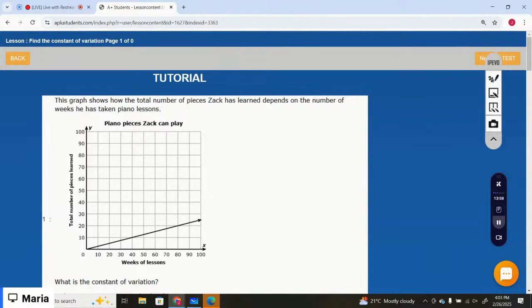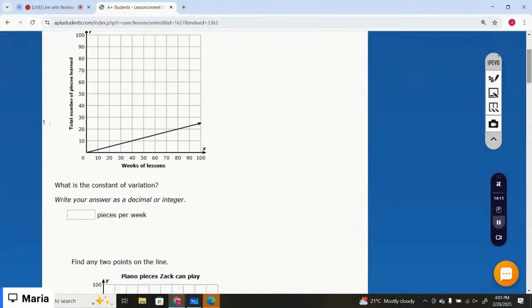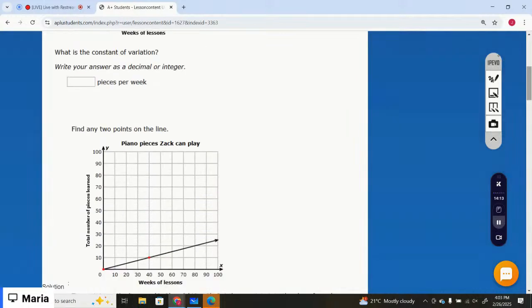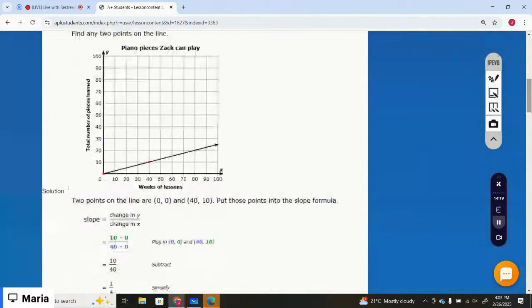This graph shows how the total number of pieces Zach has learned depends on the number of weeks he has taken piano lessons. So, what is the constant of variation? You need to calculate the constant. So, basically, the constant of variation is the slope. You need to calculate the slope of the graph. So, how do you calculate?